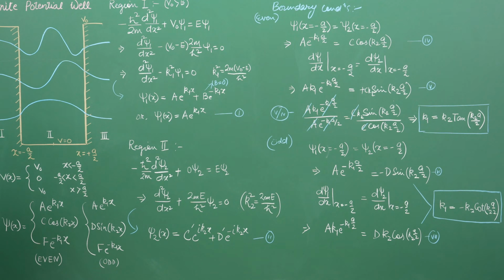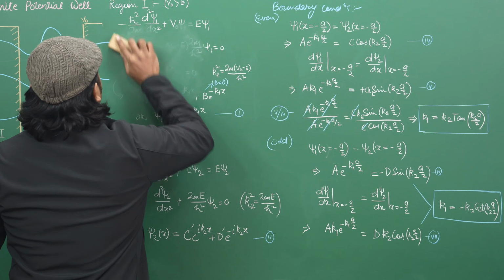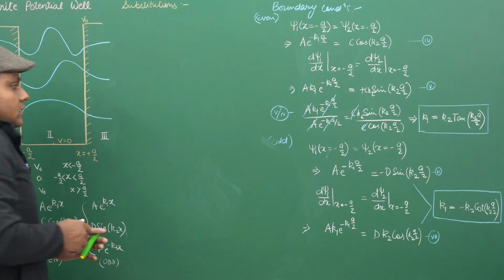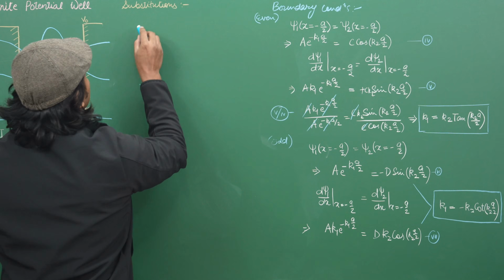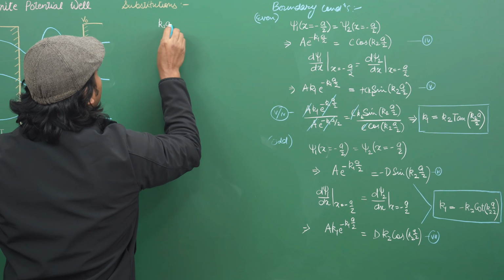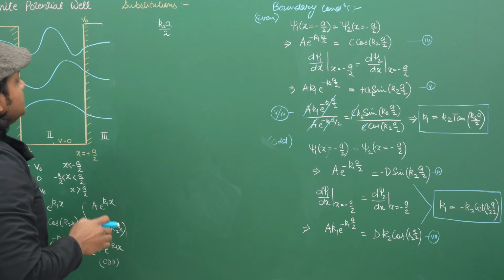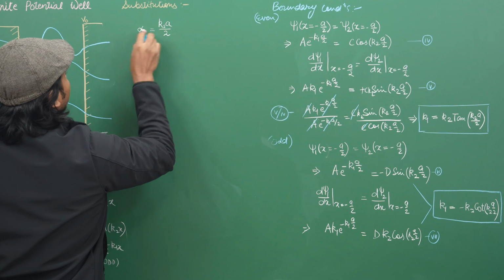So let us clear the board to continue the calculations further. Now let's make a few substitutions. So here we have k2 a upon 2, and let us call this a variable. I'm going to call this alpha.